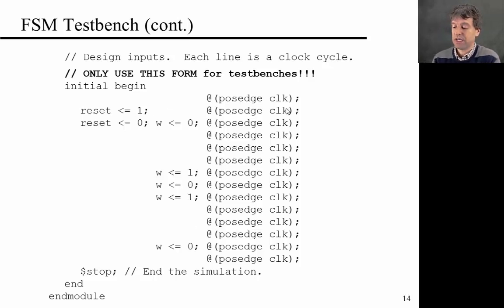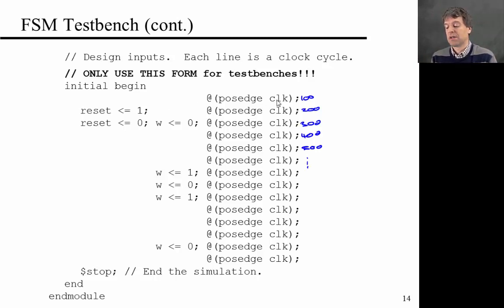So again, positive edge clock here. That would be time values just for simplicity, or for convenience later. This is 100, 200, 300, 400, 500, etc. Right? Every positive edge clock, that's another 100 time units.